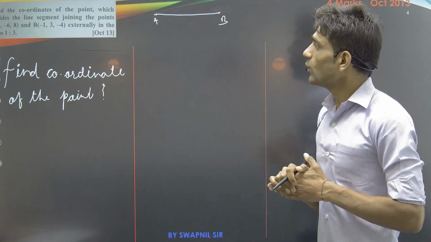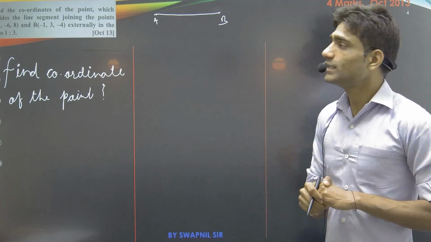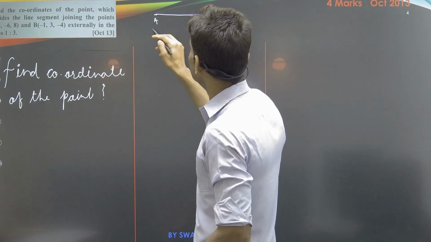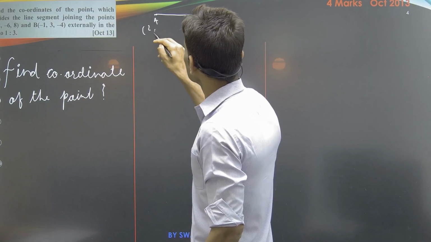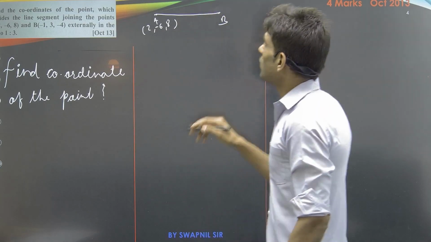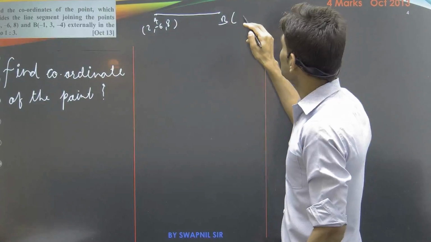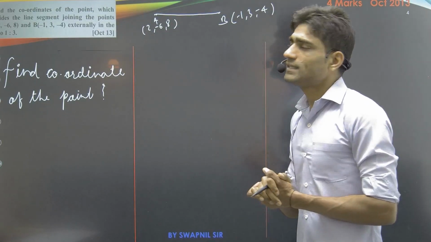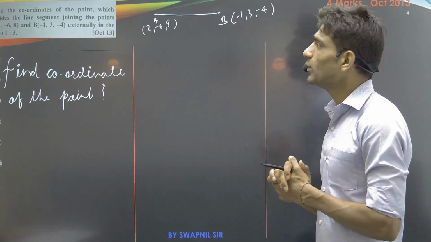Okay, so we want the coordinate which divides line segment AB. Vertex A is given as (2, -6, 8). Vertex B is given as (-1, 3, -4). So both vertices A and B are given here.